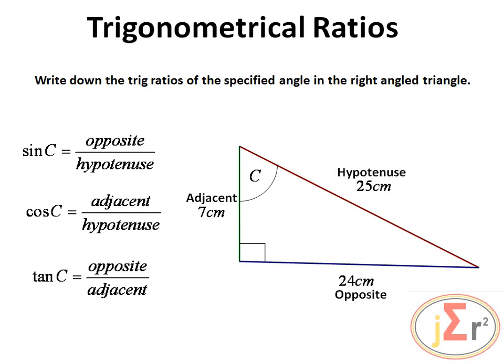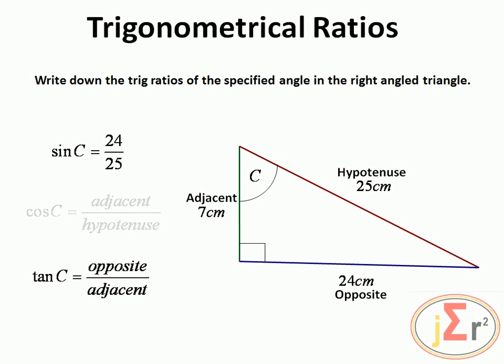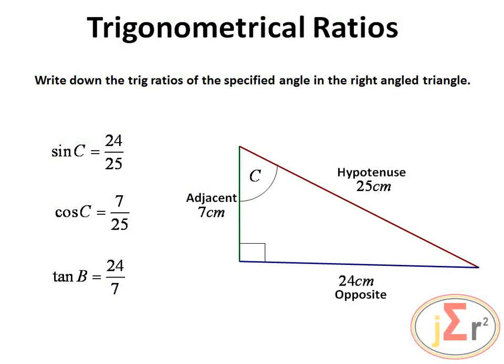Now we're going to look at sine of C, opposite over hypotenuse. The opposite is 24 centimeters. That is over the hypotenuse, which is 25 centimeters. So 24 over 25. And in this case, the cosine of C is adjacent over hypotenuse, which is 7 over 25. And let's see what we have there. Yes, 7 over 25. And the tangent is opposite over adjacent. 24 is our opposite and our adjacent is 7, so we'll have 24 over 7.